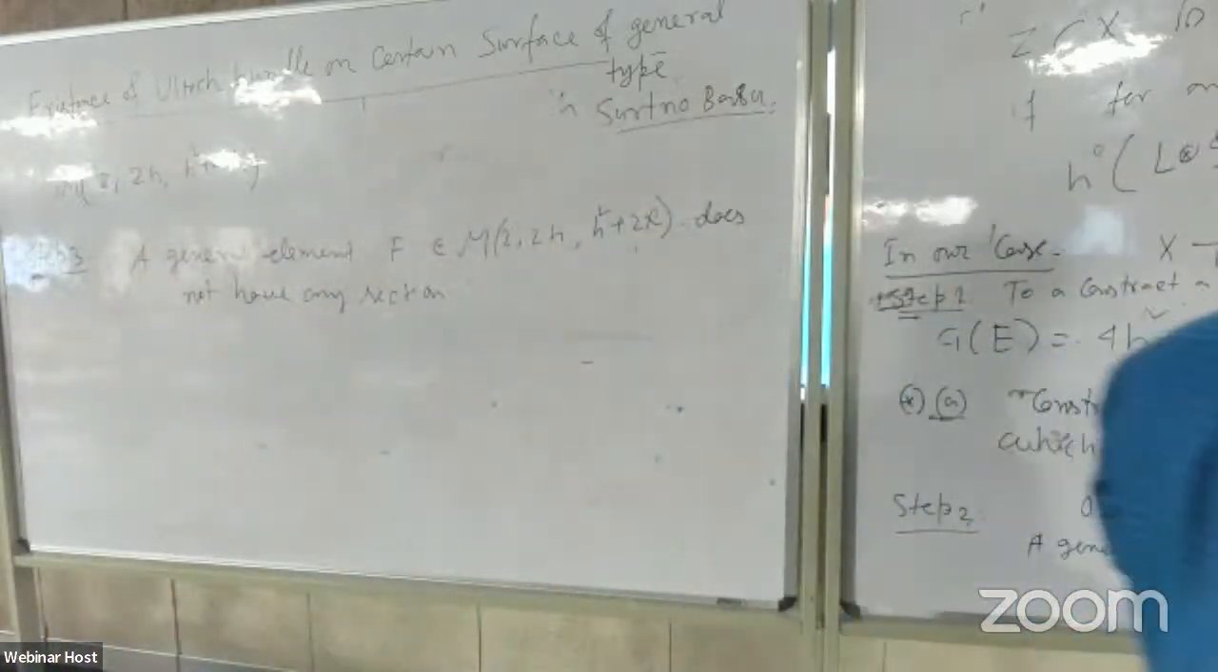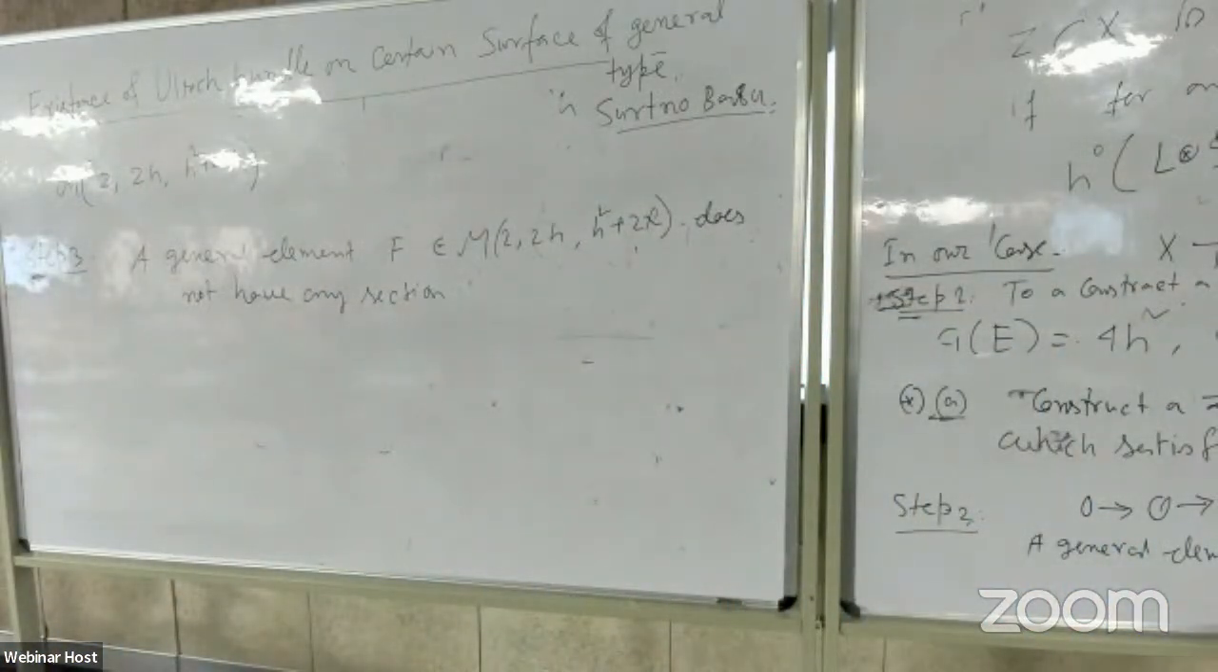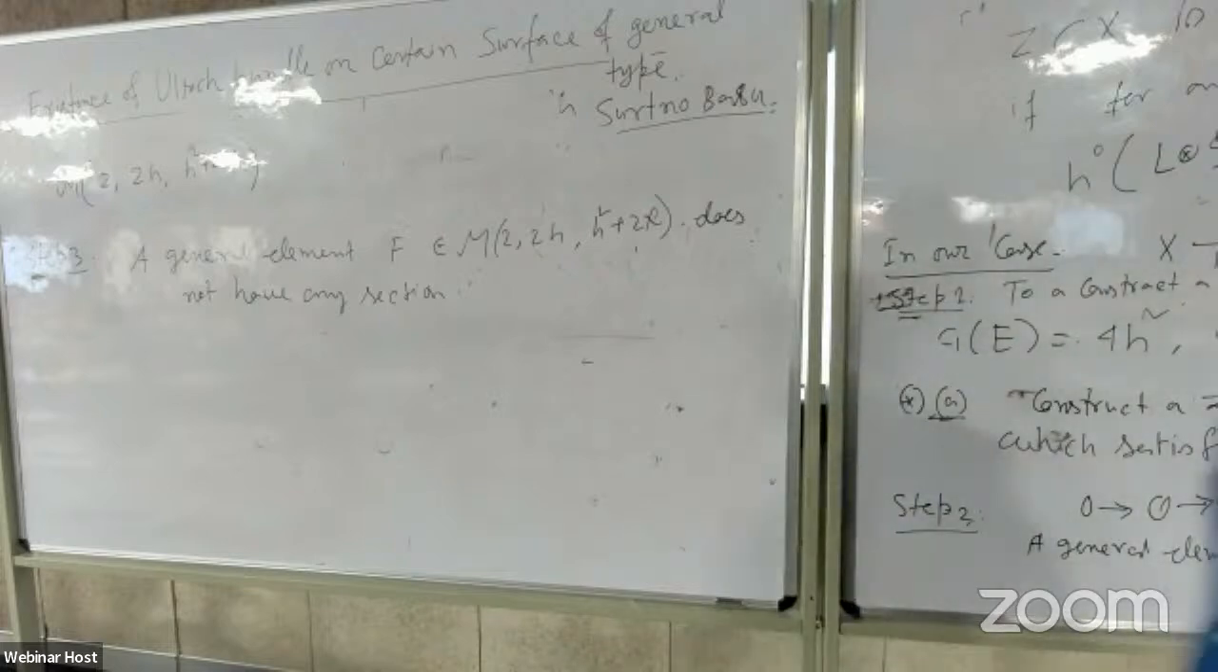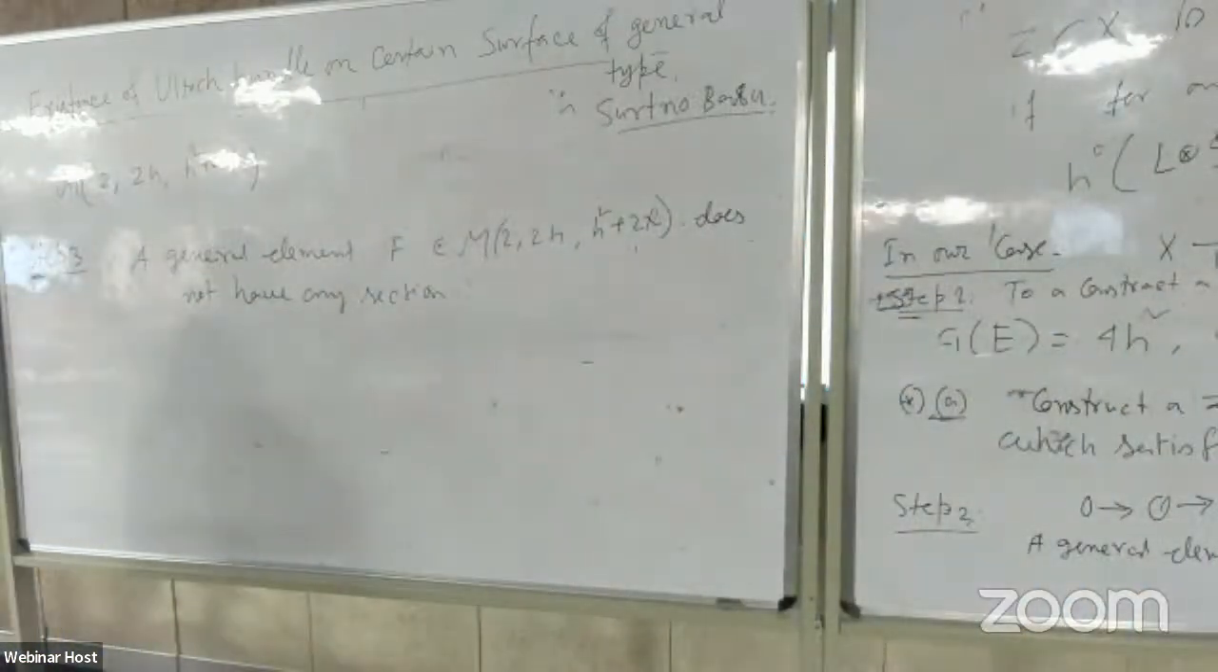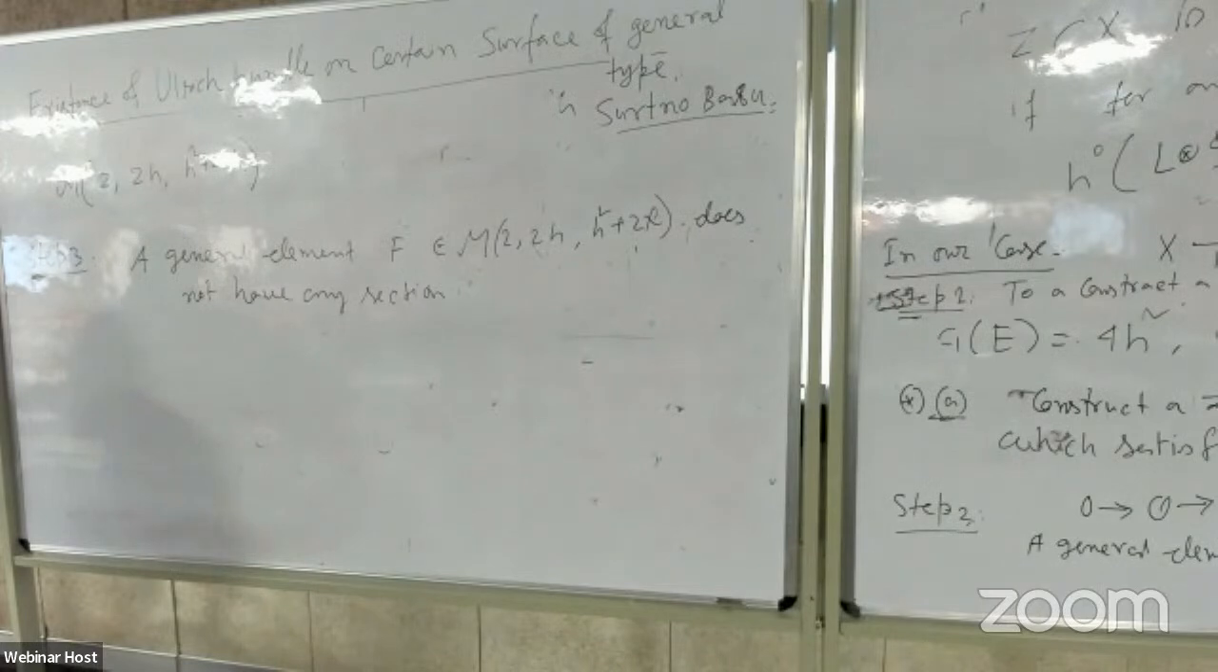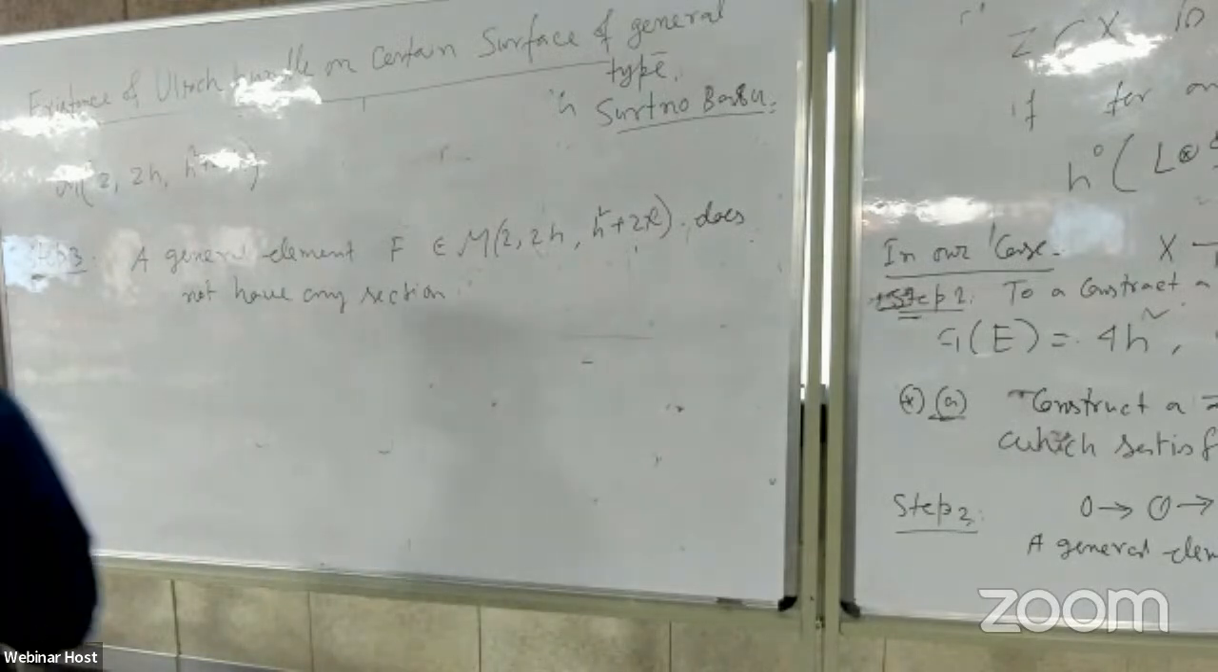The main hard part of this construction is to construct a zero dimensional subscheme which satisfies the Cayley-Bacharach property of this length. That is the hardest part, and our idea is just to sketch roughly how this construction goes.